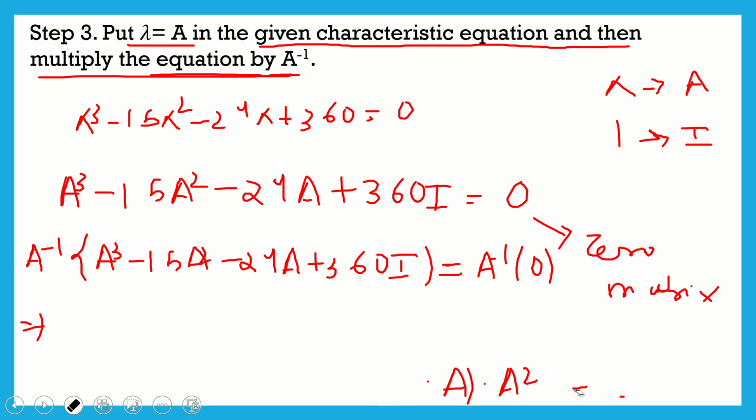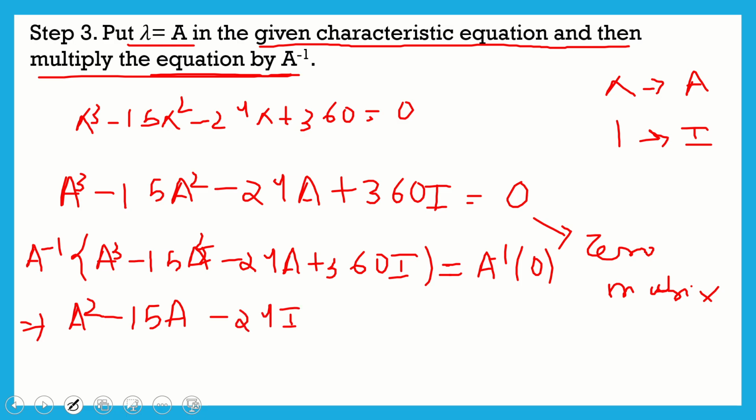Okay, let us solve this quickly. So this is the phenomenon of this multiplication. Why are we multiplying? Because we have to find the value of A inverse. So we have to generate A inverse. Now you will get A square minus 15, this is a square so you will get A, and this is 24. A into A inverse is I, and 360 times this I into A inverse will give you A inverse, and A inverse into the 0 matrix is also 0.